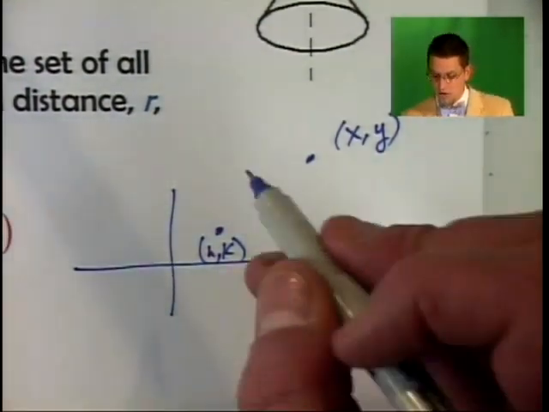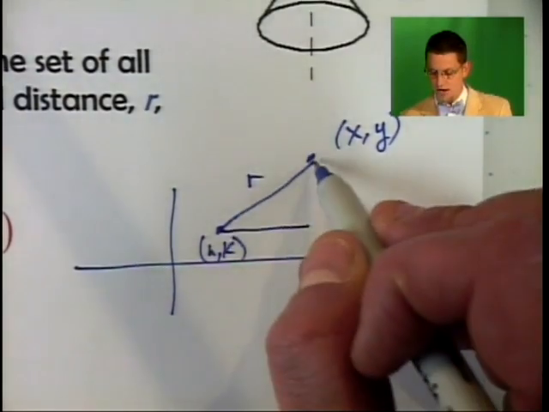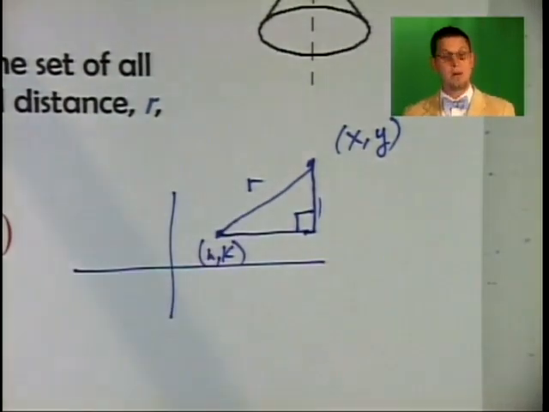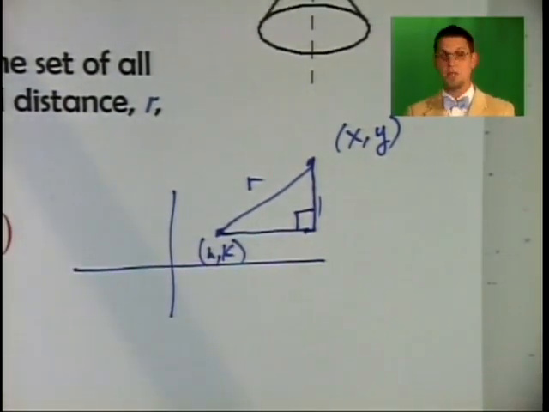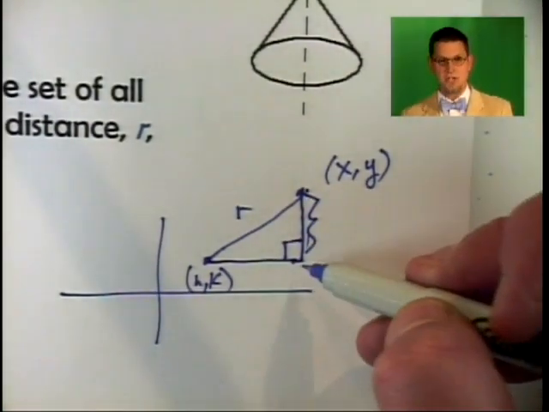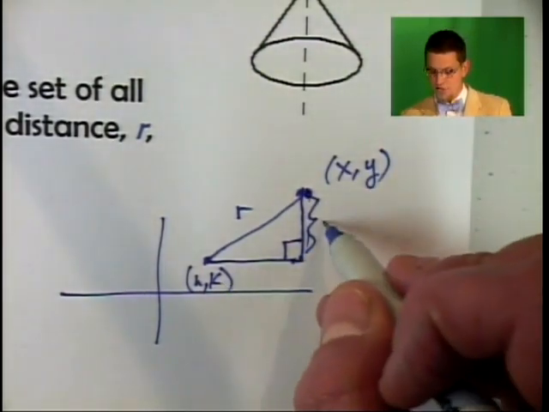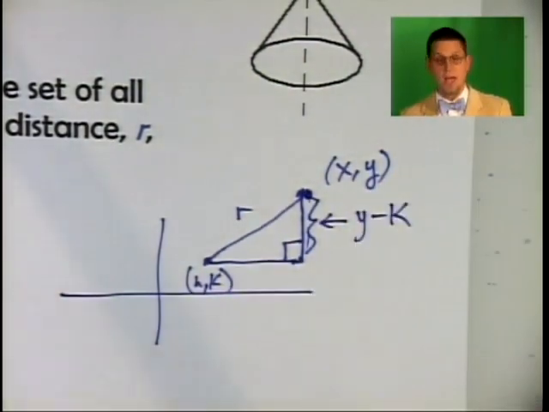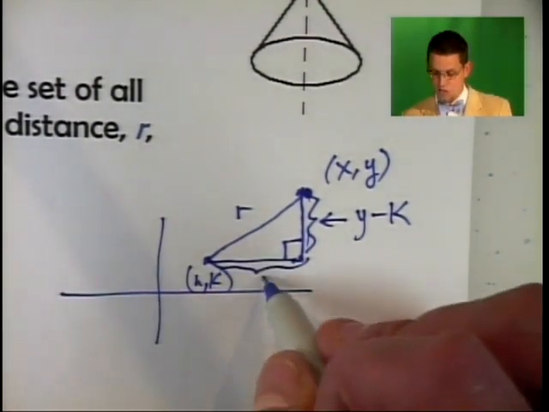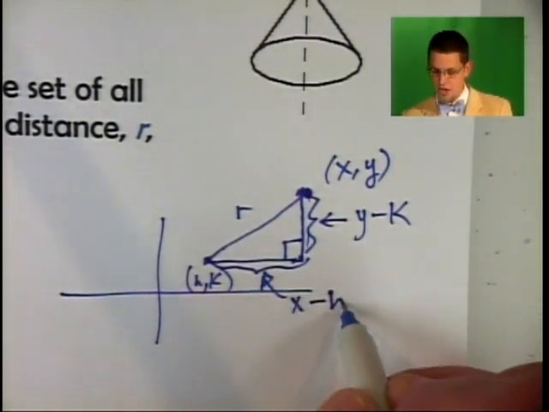We want to find the distance between them, and I'm going to call that r. So I can connect these lines, drop a perpendicular and run a horizontal, and create a right triangle. And once we have a right triangle, we can use the Pythagorean theorem. The length of that vertical side is going to be the change in the y values. If this y value is y and this y value is k, then this side length is y minus k, top minus bottom. What is the length of that little leg? That's just the change in the x values, which is x minus h.